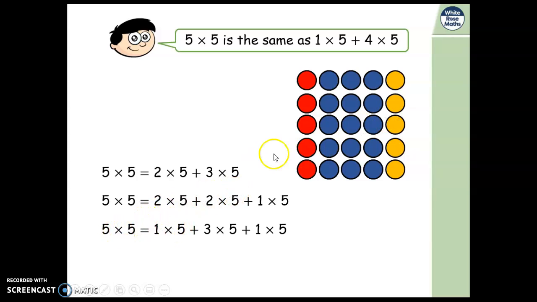5 times 5 is the same as 1 times 5, which is the red, plus 3 times 5, which is the blue, and the 1 times 5, that is yellow. Okay, because you're looking at them and thinking, right, 2 groups of 5 plus 3 groups of 5, put those together, we've got 5 groups of 5. Okay.